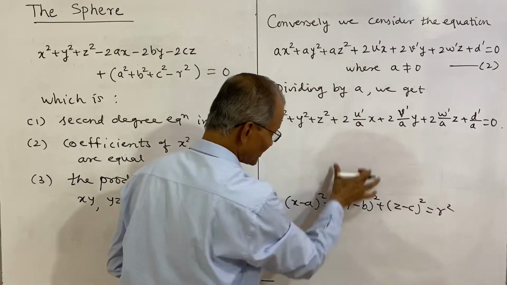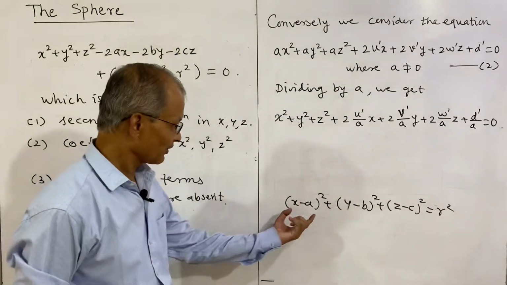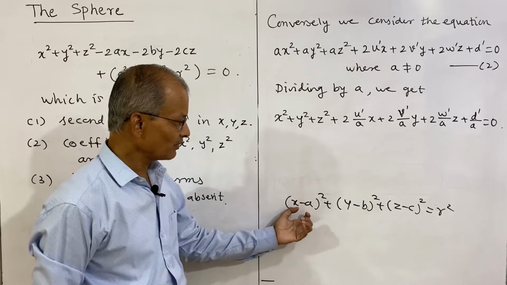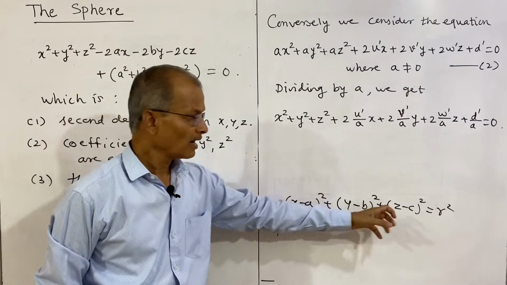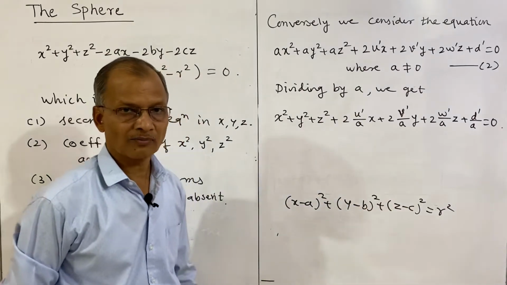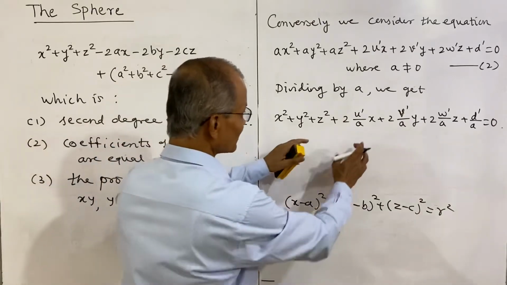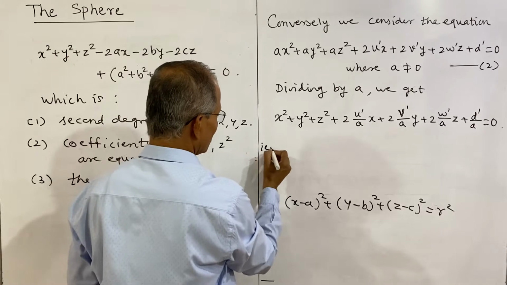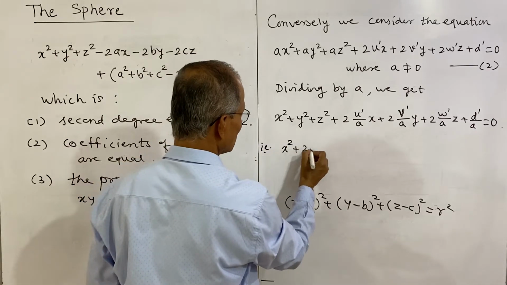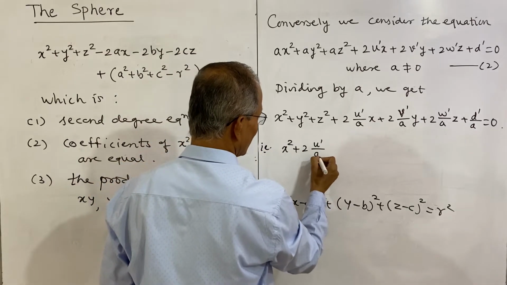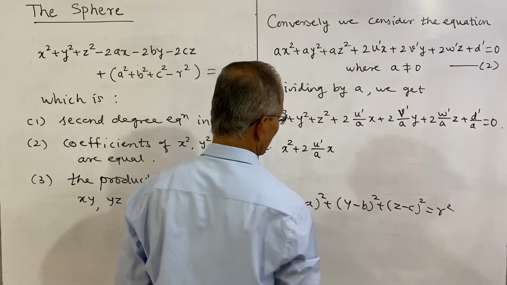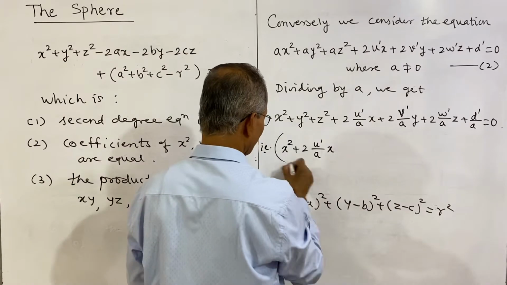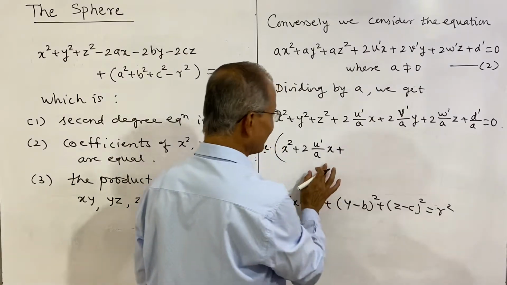We convert this equation in this form, and for that purpose we want to express each term of x in the complete square form, and the terms of y and z also in complete square form. For that purpose we collect the terms of x. That is, this is x square plus 2u prime divided by a into x, and these are the terms of x, plus we add a third term to this.